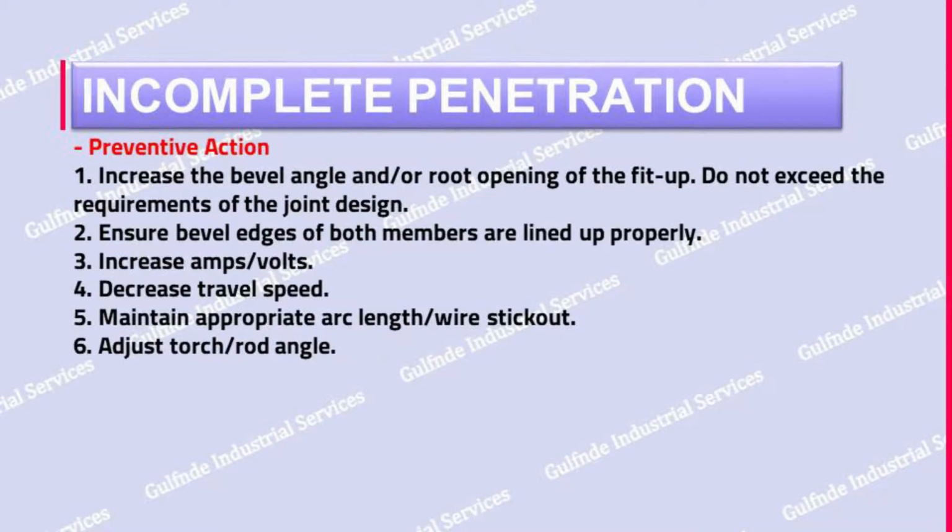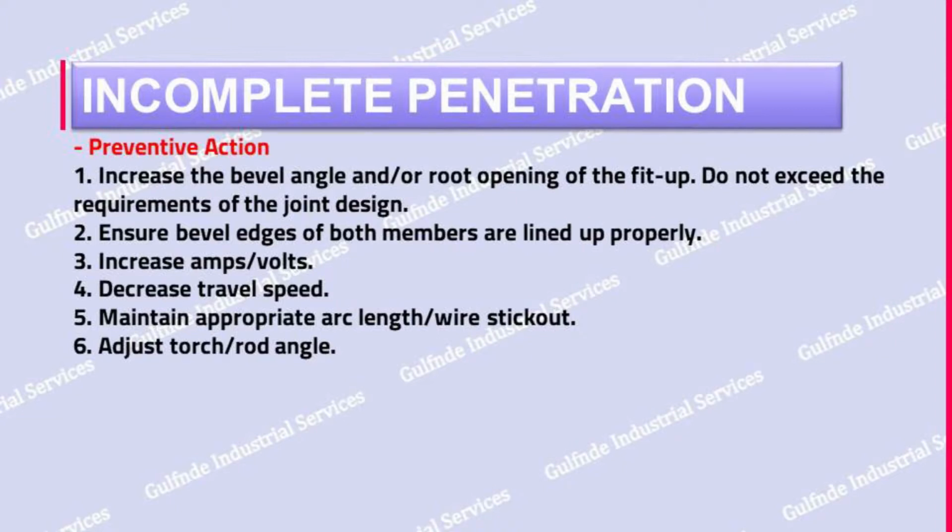What are preventive actions for incomplete penetration? 1. Increase the bevel angle or root opening of the fit-up. Do not exceed the requirements of the joint design. 2. Ensure bevel edges of both members are lined up properly.